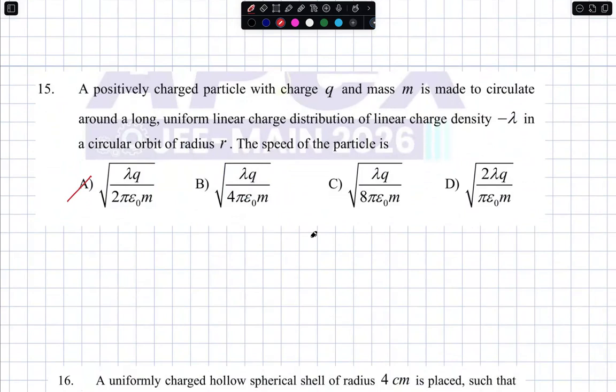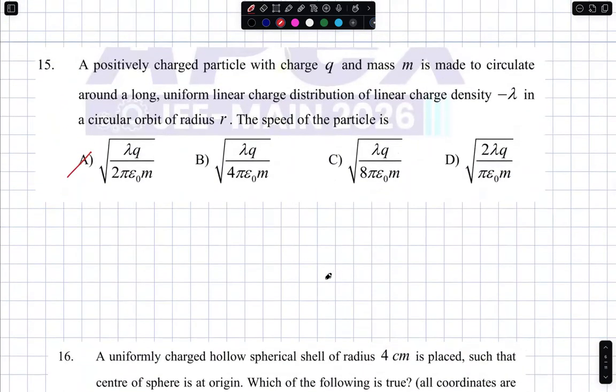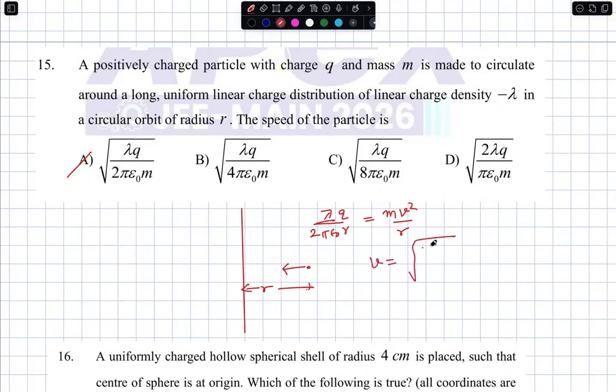15th question. A positively charged particle with charge q and mass m is made to circulate around a long uniform linear charge distribution of linear charge density minus lambda, due to which electric field at this point, which is at a distance r, is given by lambda by 2 pi epsilon naught r. Now this is the field and this is the force, and this force supplies the necessary centripetal force mv square by r. What you want is the speed of the particle. V is root lambda q by 2 pi epsilon naught m, right?